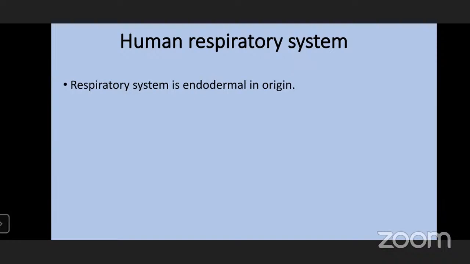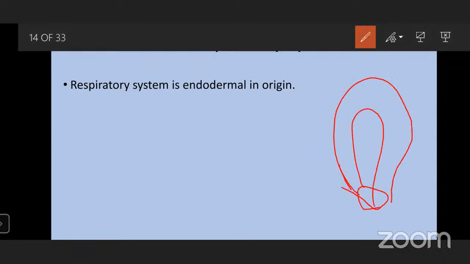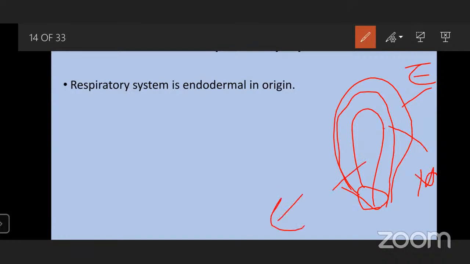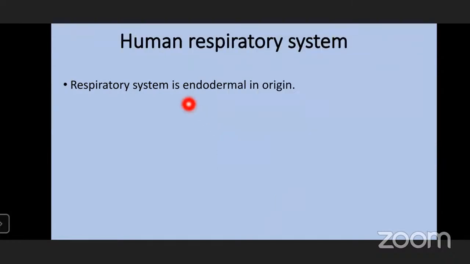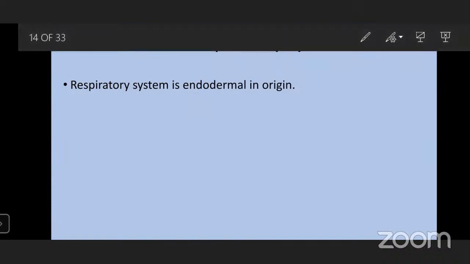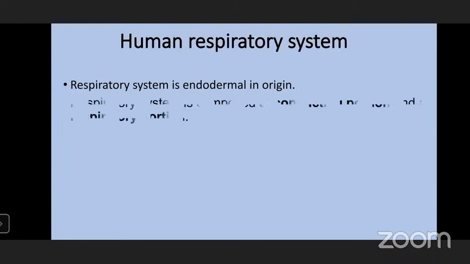When it comes to the respiratory system, it is endodermal in origin. So we know what is endoderm, right? The three embryonic germ layers which are present during the gastrulation stage are ectoderm, mesoderm, and endoderm, right? These are the three embryonic germ layers. So the endoderm, that is the innermost layer, is the one from which the respiratory system has its origin. So the respiratory system is endodermal in origin.